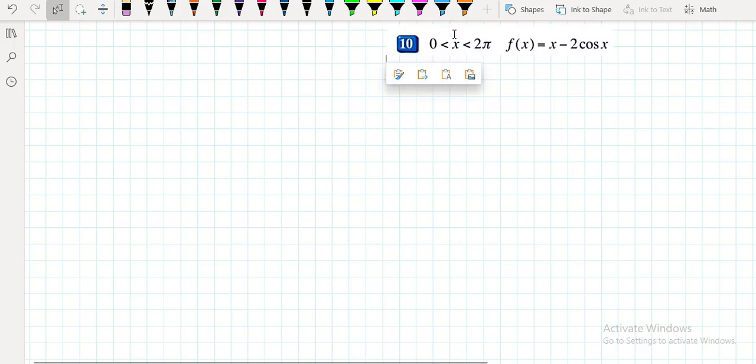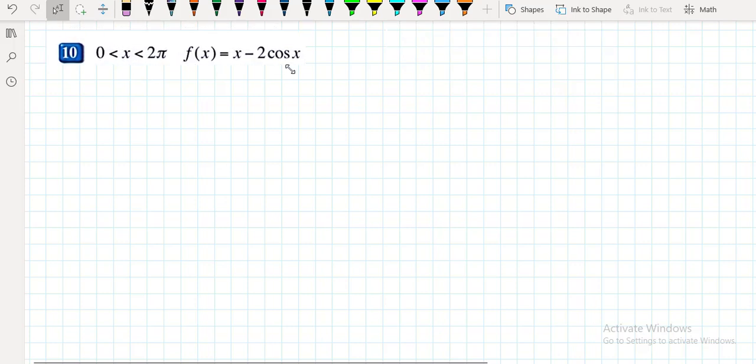Firstly, this is the question. We need to find intervals of increasing and decreasing. Let's find the critical point as well, and the critical point consists of x and y. Let's start. In order to find increasing and decreasing, we start with the derivative.